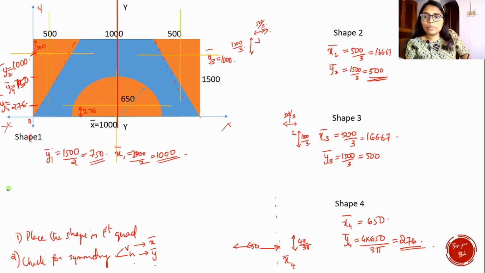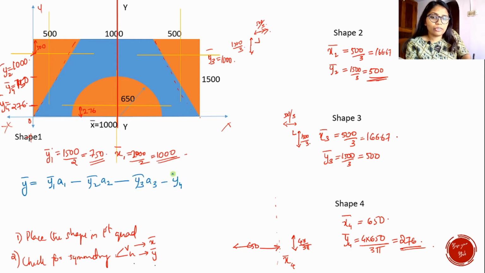Okay, so the equation is y bar is equal to y1 bar a1. Actually a1 is the area. Okay, and the first shape was a rectangle and remaining shapes must be reduced. So y1 bar a1 minus y2 bar a2 minus y3 bar a3 minus y4 bar a4 divided by a1 minus a2 minus a3 minus a4.